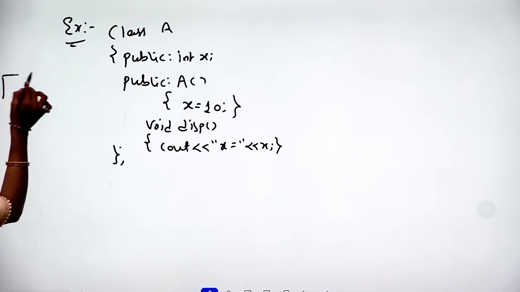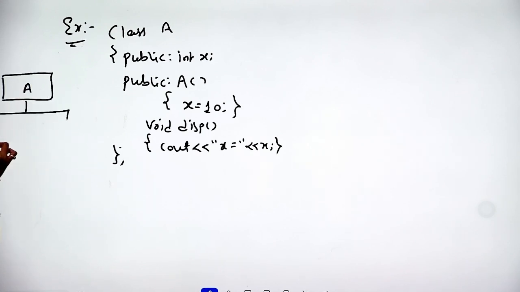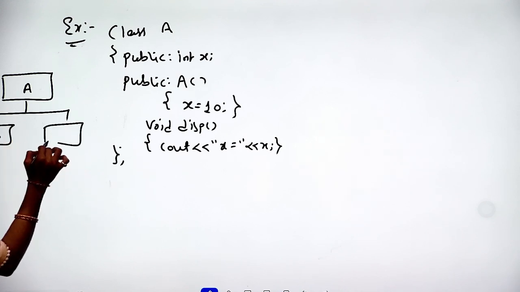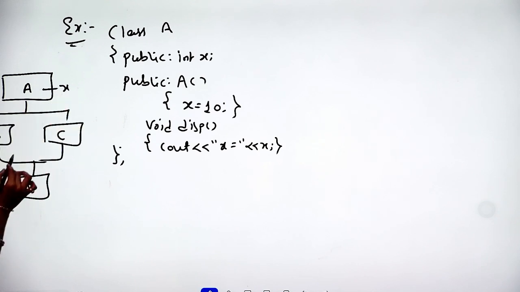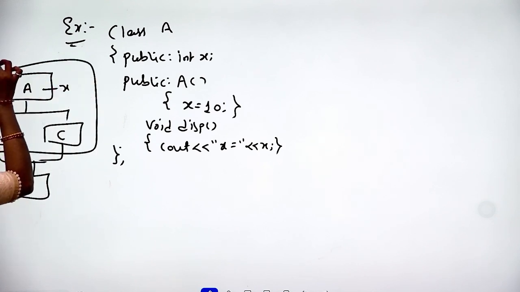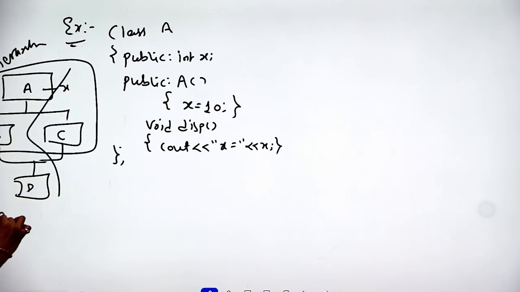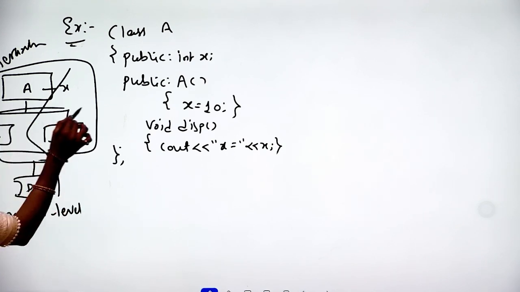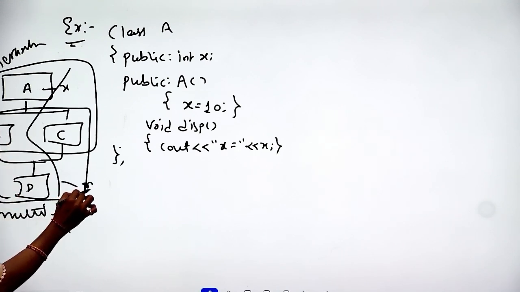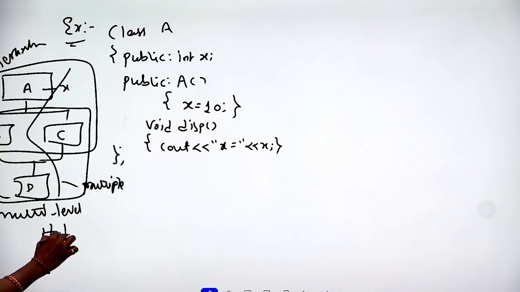How will the inheritance take place here? The inheritance will take place from A to B, B to C, and then C to D. So what's happening here? Here x is there. This is hierarchical. What type of inheritance is it? It's a hierarchical inheritance. If you take this, it's multi-level. Then if you take this, it is multiple. Together, it is hybrid. Multiple together is a hybrid.